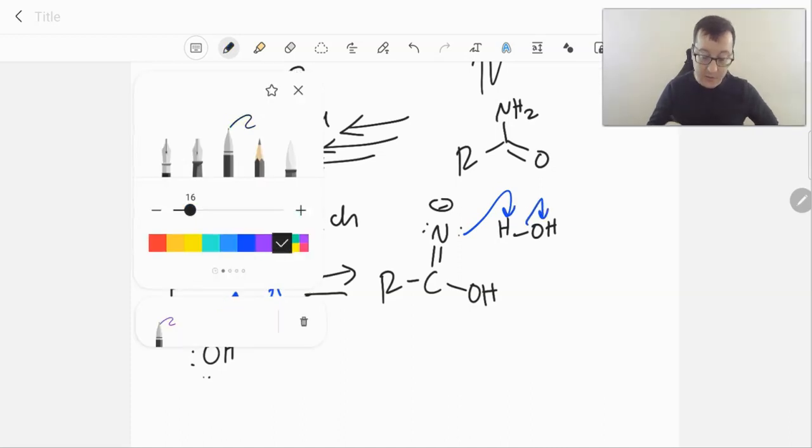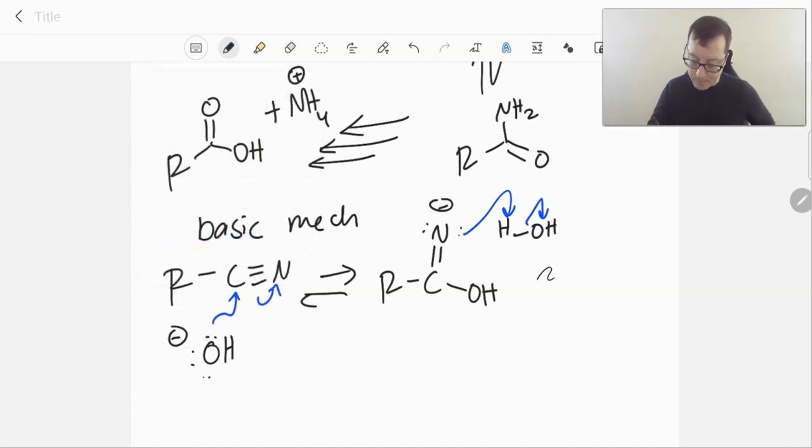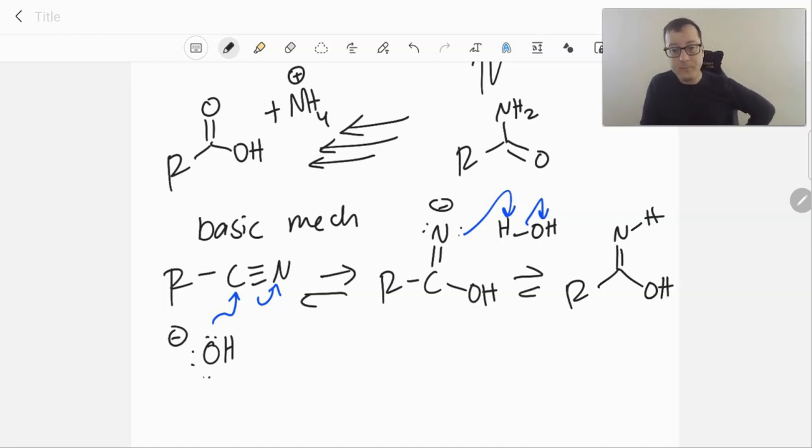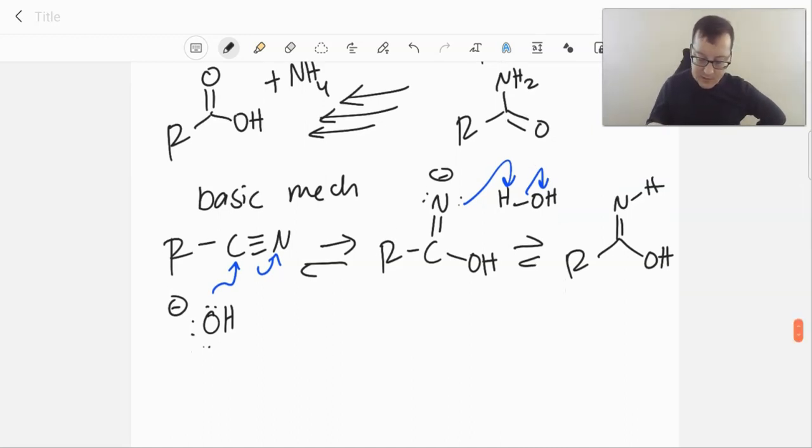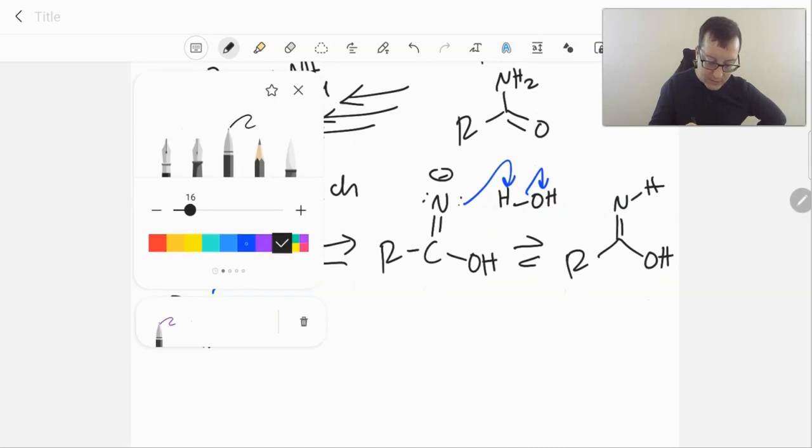Remember, N- is a very strong base. So we will end up now forming our NH. We have our OH here. And our next step, we're going to go ahead and do some resonance here.